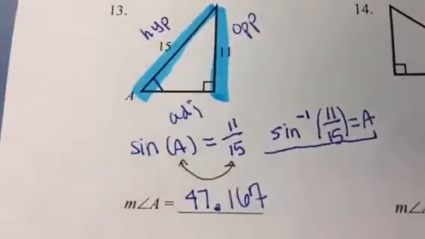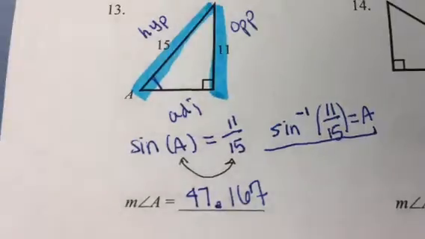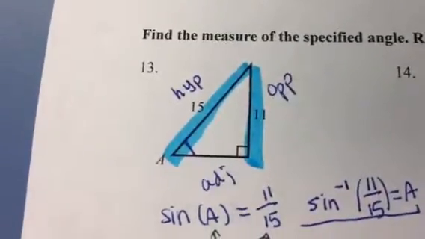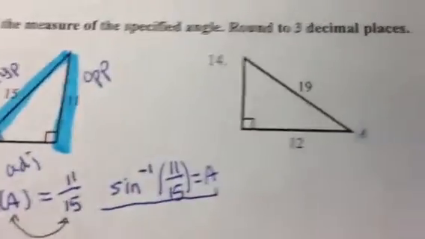It's very hard in Microsoft Word to create angles that are drawn to scale like that. But all right, that's what we get for number 13. Let's take a look at number 14.